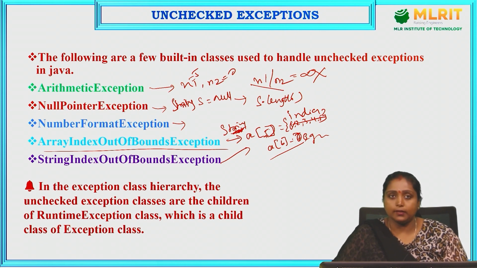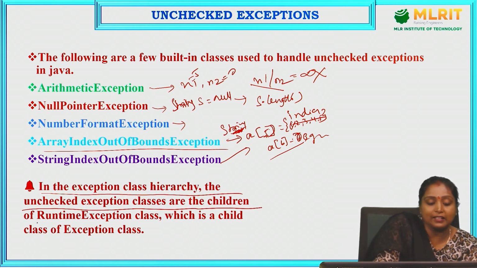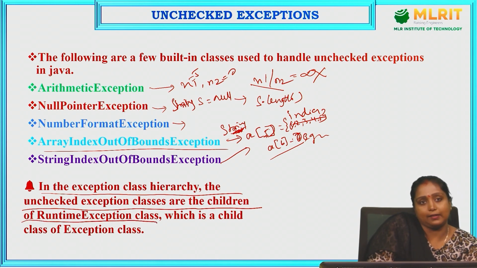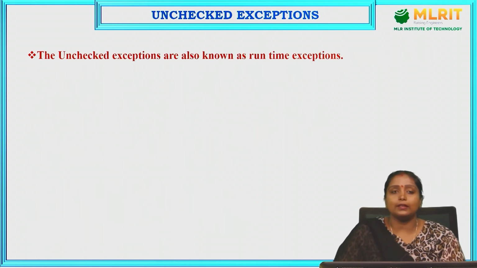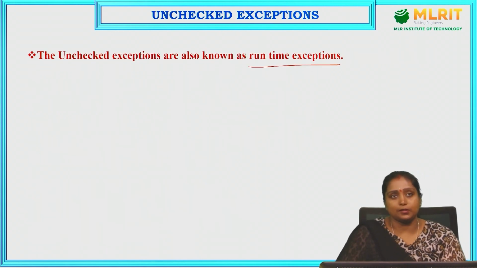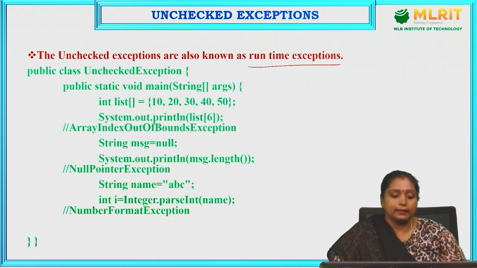Here in the exception class hierarchy, the unchecked exception classes are the children of the RuntimeException class, which is a child class of the Exception class. You will have all these exceptions in it. So, these are also called runtime exceptions. Unchecked exceptions are called runtime exceptions. And this is an example program.